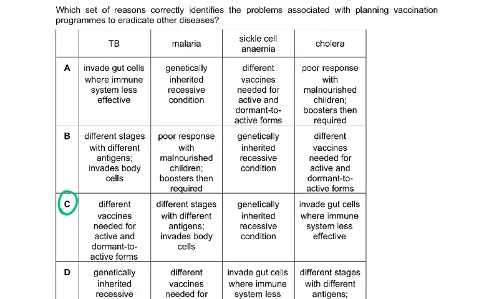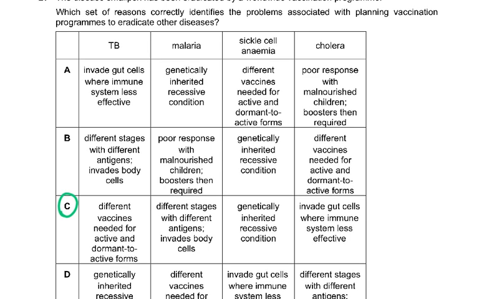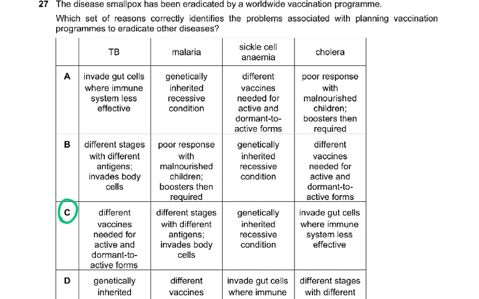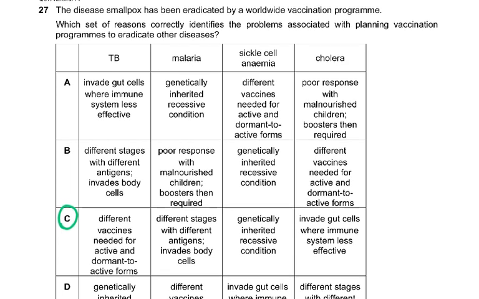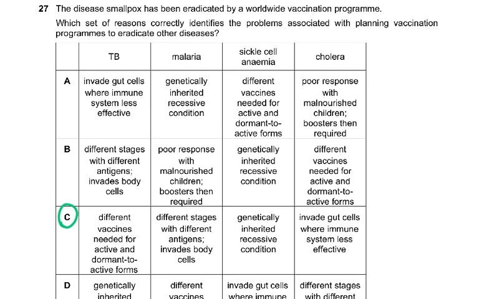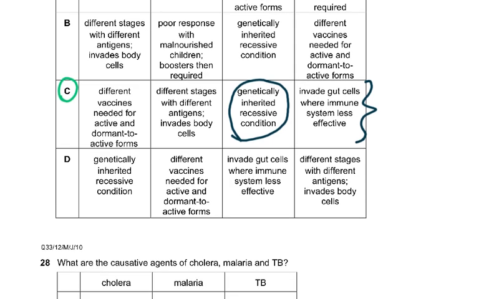It says which set of reasons correctly identifies the problems associated with planning vaccination programs to eradicate other diseases. Smallpox has been eradicated. Now, TB, malaria, sickle cell anemia, and cholera. Well, of course, I would have figured this out because this was the answer to this one. Cholera invades gut cells where the immune system is less effective. So this was the answer. Different stages have different antigens, invade body cells, and different vaccines are needed for active and dormant forms. Smallpox has been removed from the 2022 syllabus.